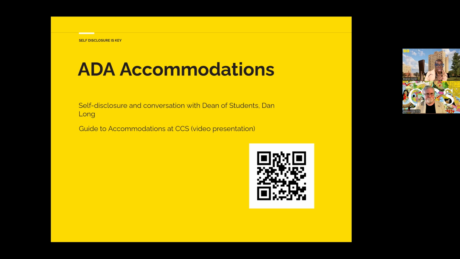You can also scan this QR code on the page for more detailed information, including the types of accommodations we offer and how to reach out. The key takeaway here is do not wait. The sooner we can start this conversation with you, the smoother your transition to CCS will be. That means you can start it today, tomorrow, right? I'm emailing Dan Long, and his email is just dlong@ccsdetroit.edu. So yeah, we want to make sure CCS is a space where you all can thrive.